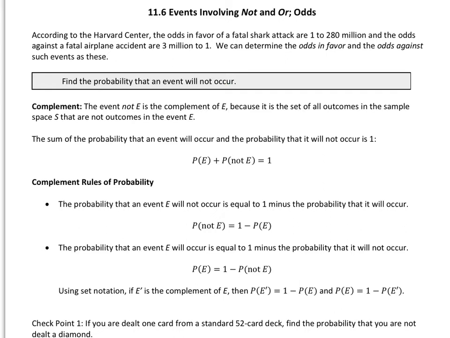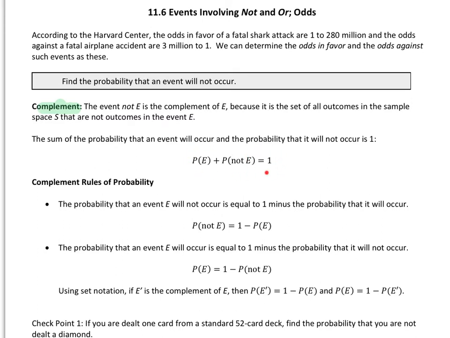So something we have to familiarize ourselves with is something called a complement. The event not E is the complement of E, because it is the set of all outcomes in the sample space S that are not outcomes in the event E. So the sum of the probability that an event will occur and the probability that an event will not occur is 1, which makes sense, okay? The probability of something happening plus the probability of it not happening is going to be 1. So we're going to keep that in mind.